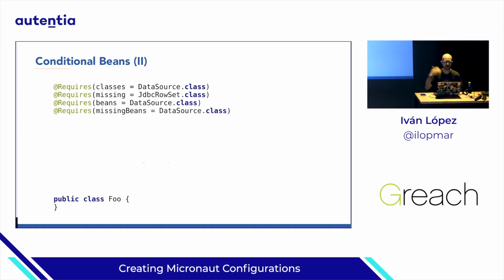You can say the same: when this bean is missing, I will create it. For example, you can say, okay, if the environment is test, I create the bean. This is useful when you only want to create some beans for test. Or if the environment is not test, then I use it.